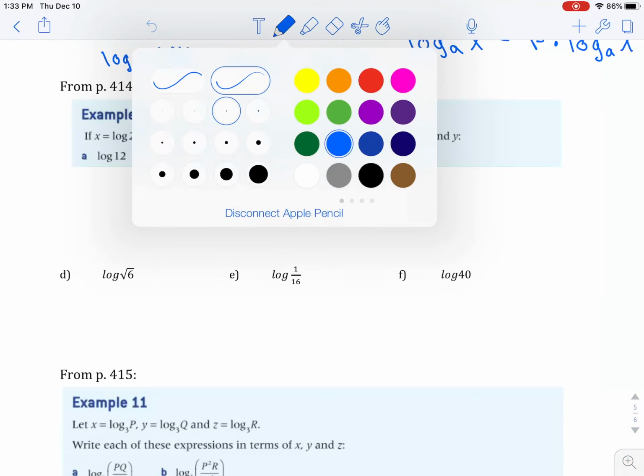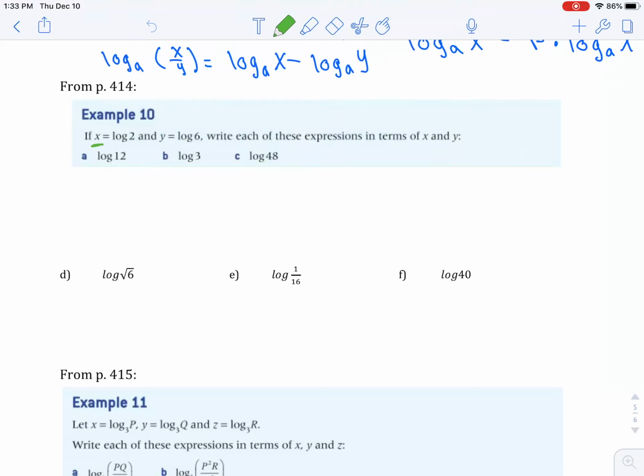All right, so in this problem, it says we're going to let x equal log of 2. Why? Well, because whoever wrote this problem decided that they were going to let x equal log of 2, and y equal log of 6. And then it says write each of these expressions in terms of x and y. So all your final answers are supposed to be in terms of x and y.